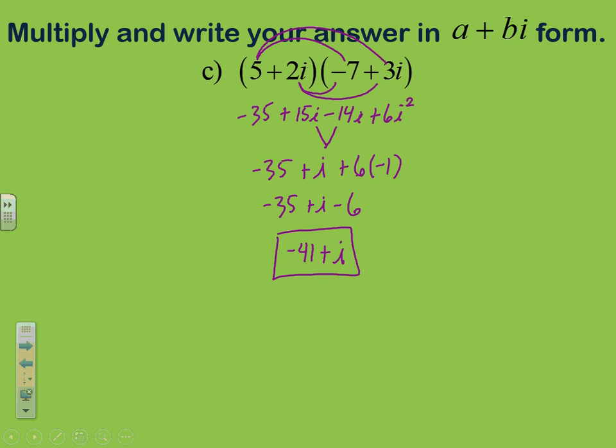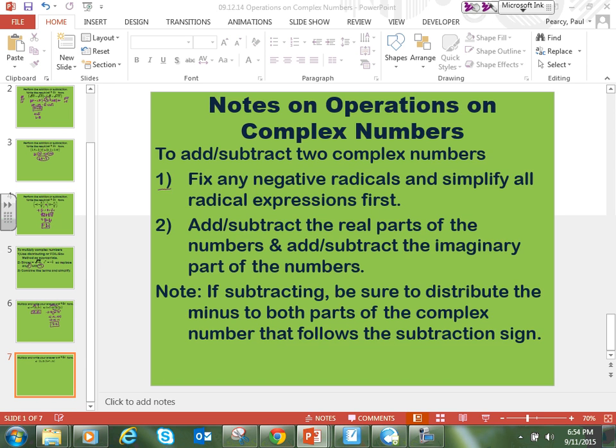So again, if you paid attention to how we simplified radical numbers a couple lessons ago and how we multiplied and combined like terms with conjugate pairs in the previous lesson, then this particular set of operations that we're looking at really shouldn't pose much of a challenge for you.